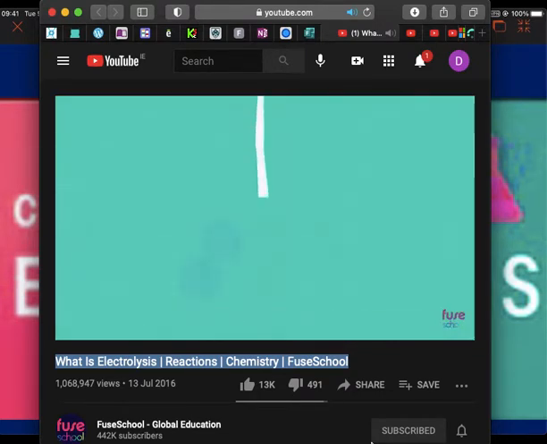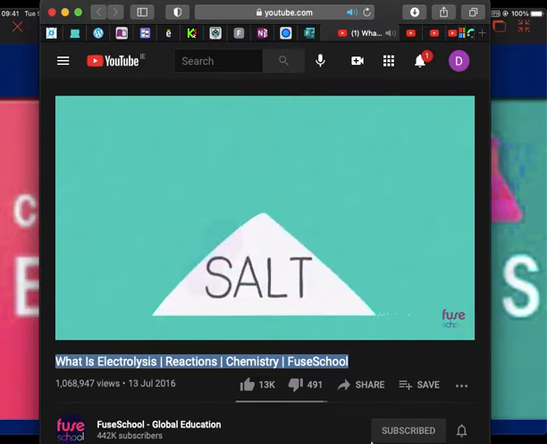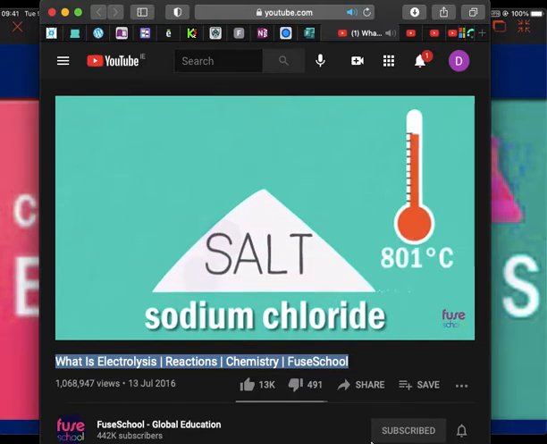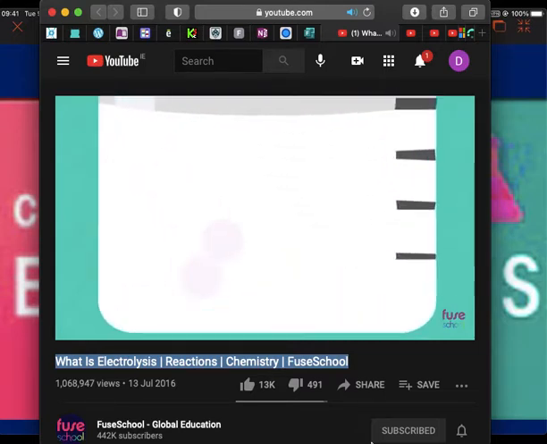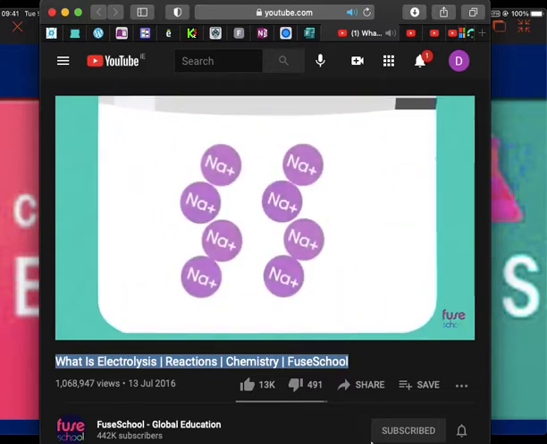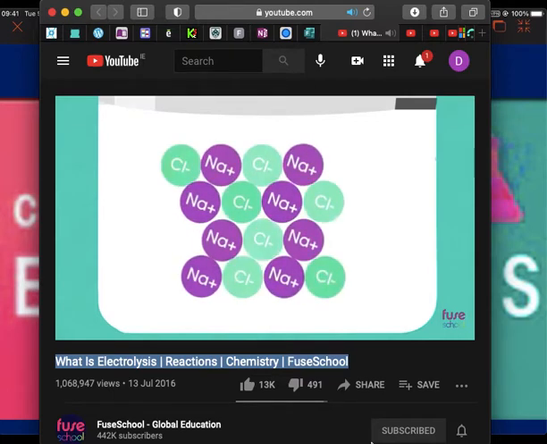Let's take a common example, table salt. If you heat sodium chloride to over 801 degrees Celsius, it will melt. The liquid will contain free-flowing positive sodium ions and negative chloride ions. This simply means that sodium and chloride ions are free to move within the liquid sodium chloride.